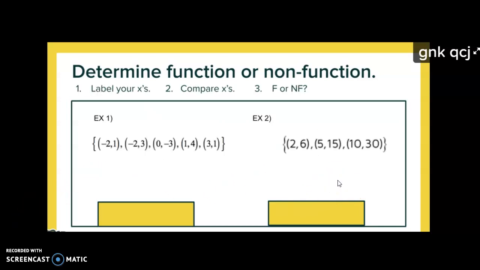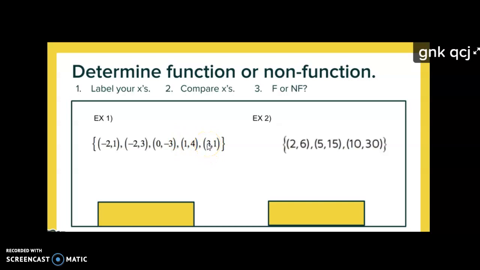Okay, next slide. These are ordered pairs now. See how we're just given a list of ordered pairs? We still have to compare the x's, so we've got to identify those first. So in example 1, what I'd like you to do is label each of them x y, x y, x y, x y, x y. Then you can go back and either underline, circle, or highlight only the x's. There's my x, x, x, x, and x.